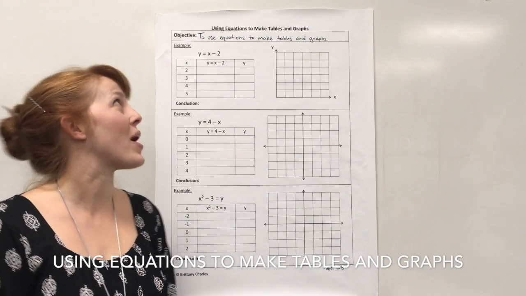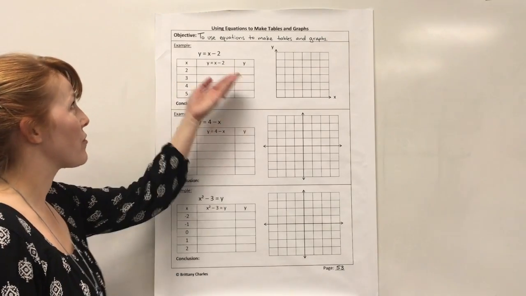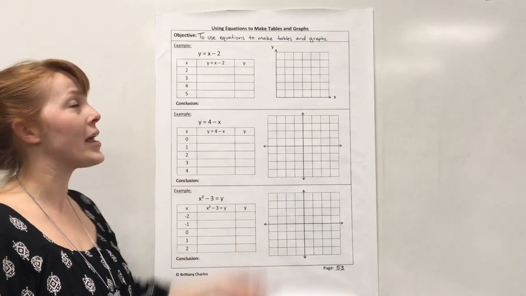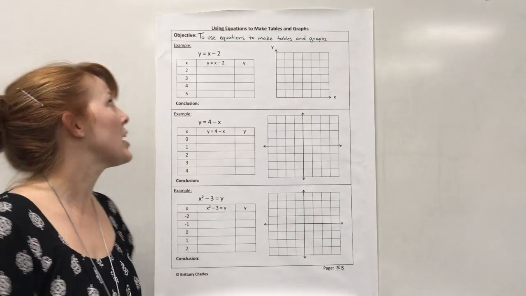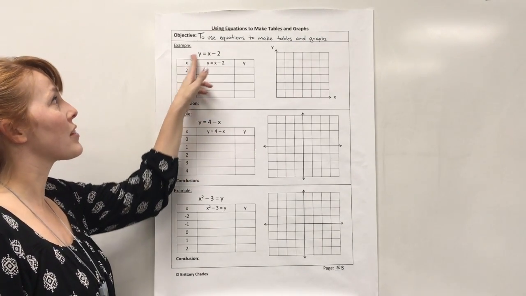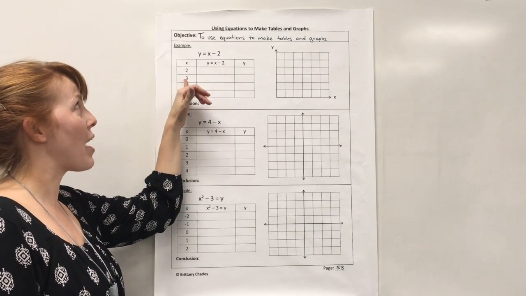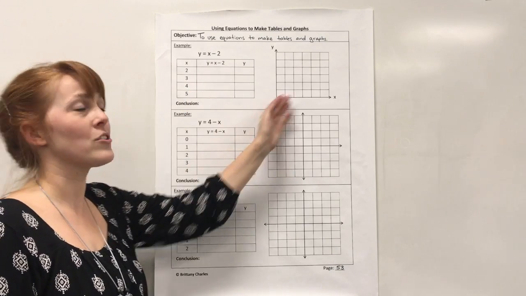Today we're going to learn about using equations to make tables and graphs. All right, so if I look here, I have this equation, y equals x minus 2. And so what I'm going to do is take my x values, plug them in for x and solve and get a y value. Well, that will give me an ordered pair and I can graph it.